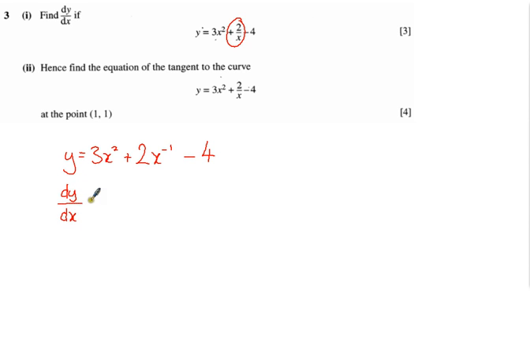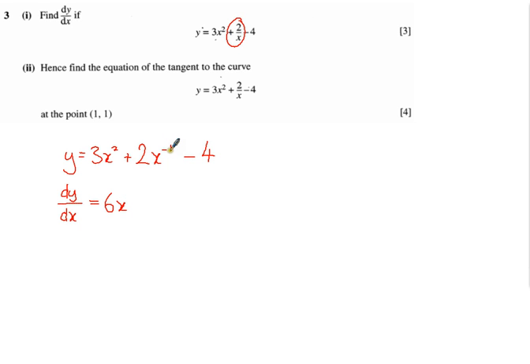So dy by dx, we differentiate y with respect to x. So we do this term at a time. And differentiation says you multiply through by the power and raise the power by 1. So when I multiply through by 2, I get 6x. And when I reduce the power by 1, that's x to the power of 1. But we don't tend to write that. We just leave it as 6x.